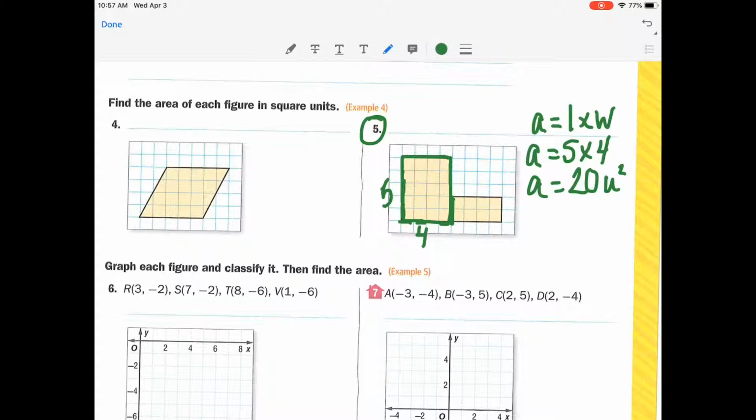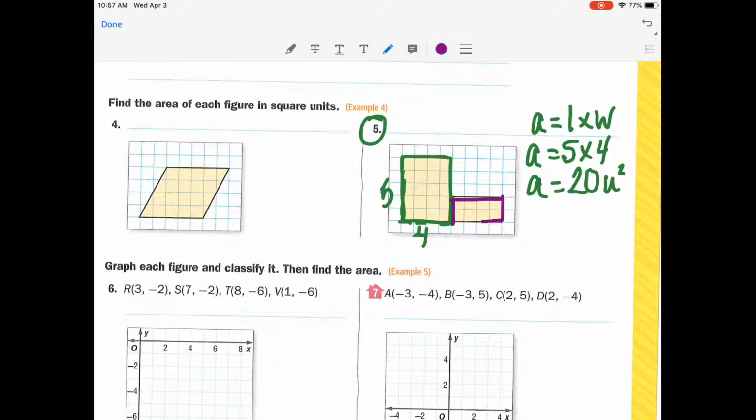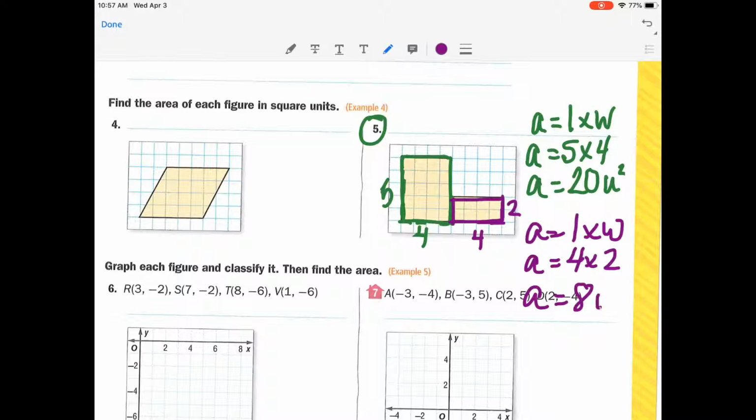All right, and then let's figure out this next part right here. We'll switch to a different color. So we're now trying to figure out this part right here. So A equals length times width. A equals 1, 2, 3, 4, and 1, 2. So I'm going to take 4 times 2. A equals 4 times 2 is 8 units squared. So now we're going to combine both of those because that's going to give us the area of the entire shape. So when we add them up, 20 plus 8 gives us 28 units squared.